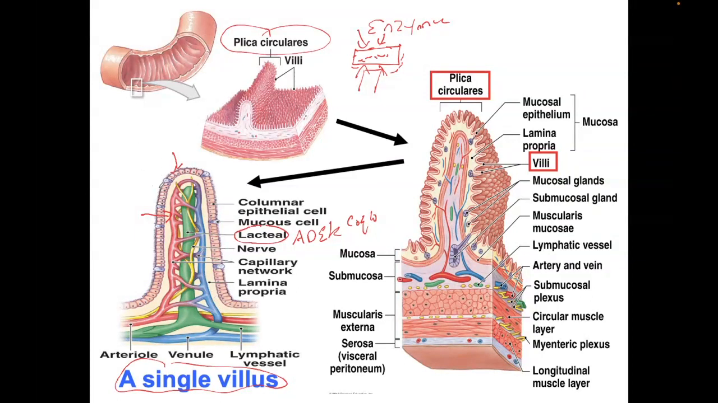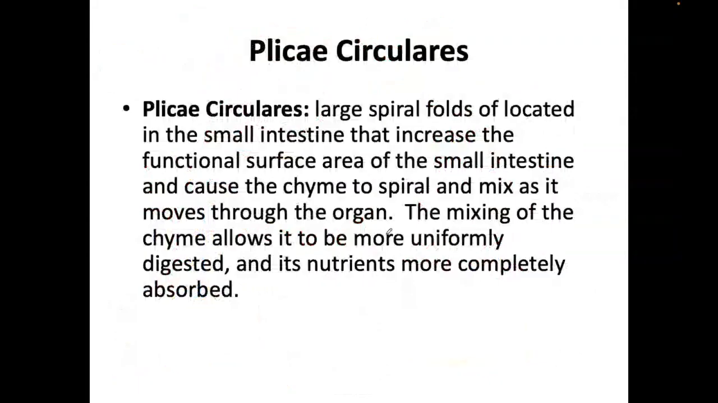When people have celiac disease, this is where we have damage to this, right? Gluten starts to damage these epithelial cells and you start to get malabsorption diseases. Okay. So what are the plica circularis?